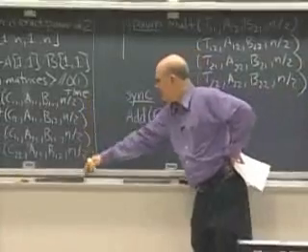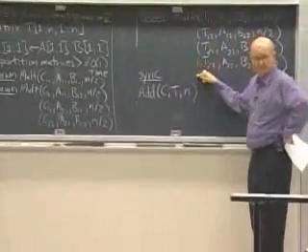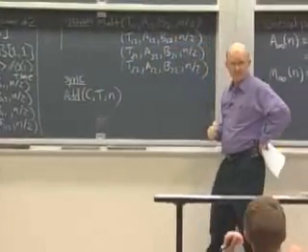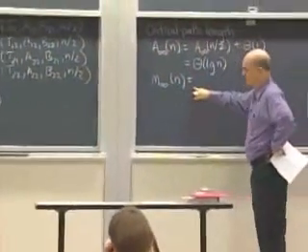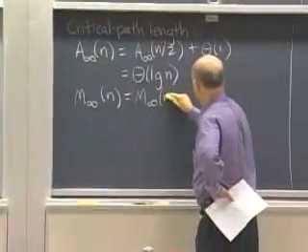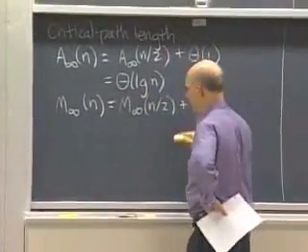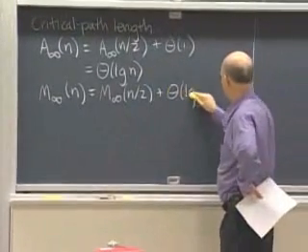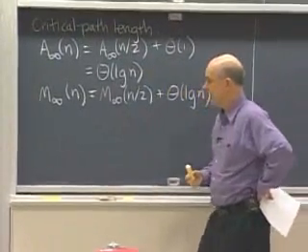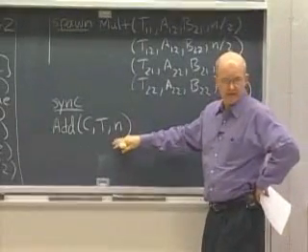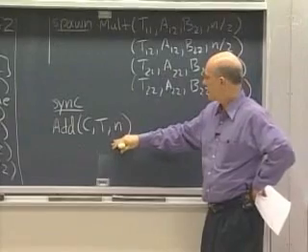So once again, it's going to be the maximum of everything we spawned off in parallel, which is, by symmetry, the same as one of them. So what do I get here? M infinity of n over 2 plus theta log n. Where did the theta log n come from? Yeah, from the addition. That's the critical path of the addition.